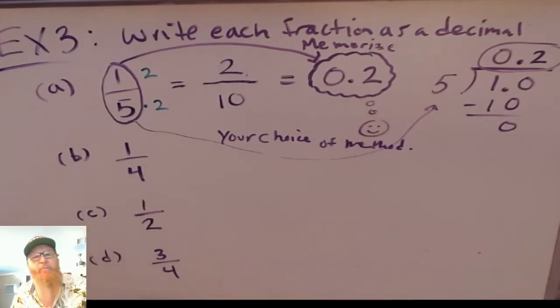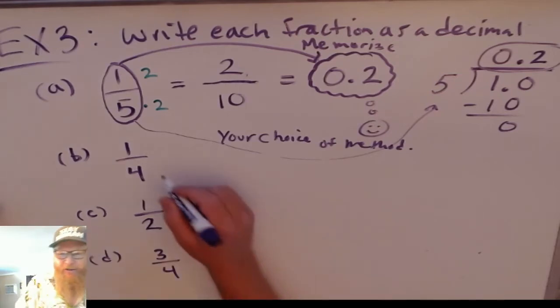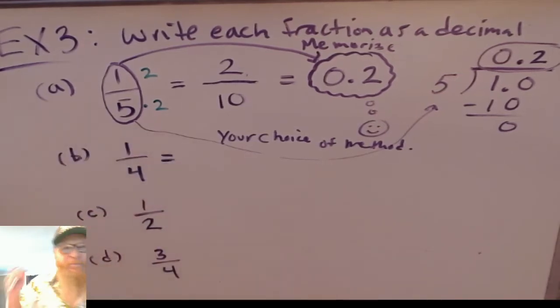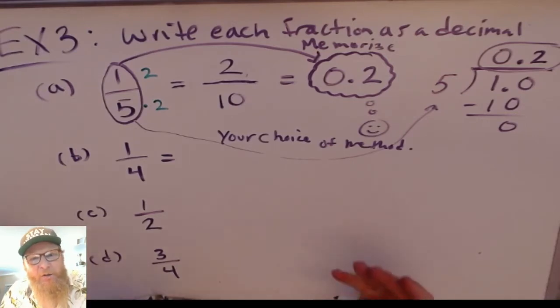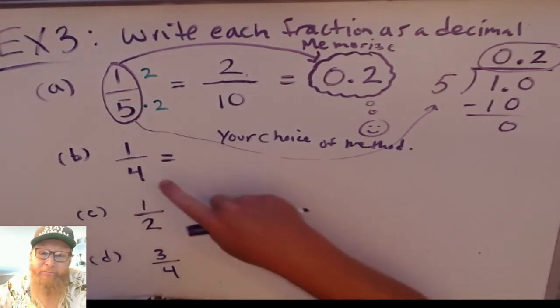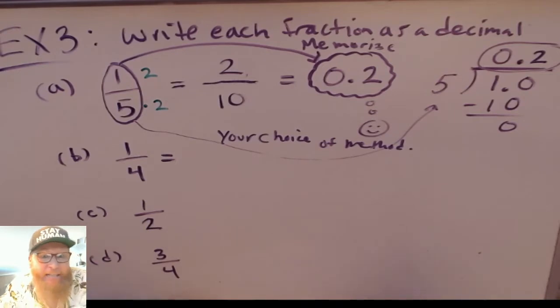And choose whichever method you like. All right. Let's try them with 1/4. 1/4 is also called a quarter. That's how it got its name, right? A quarter, yeah. 1/4, 1 out of 4.